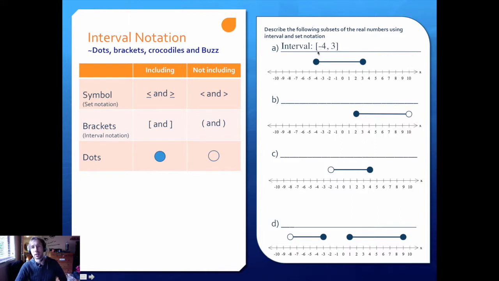It's just the square brackets that we're talking about. So you've got from negative 4 to 3, and of course, because they're both included, it is a square bracket. Now, for the set notation, this is a little bit harder. This is how we write it out.